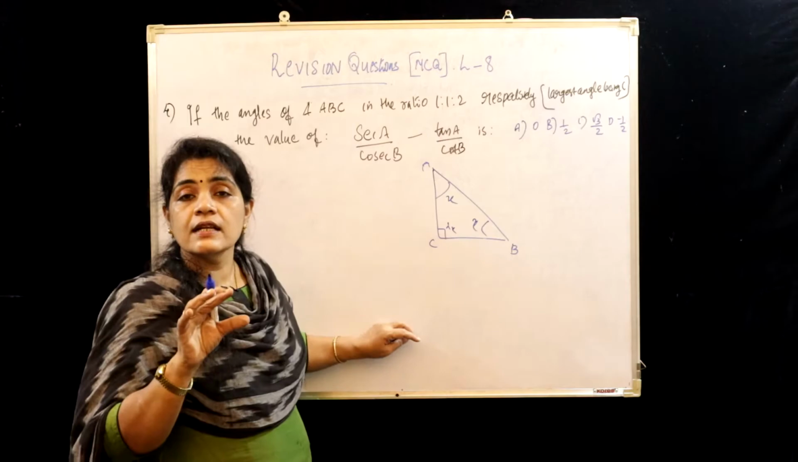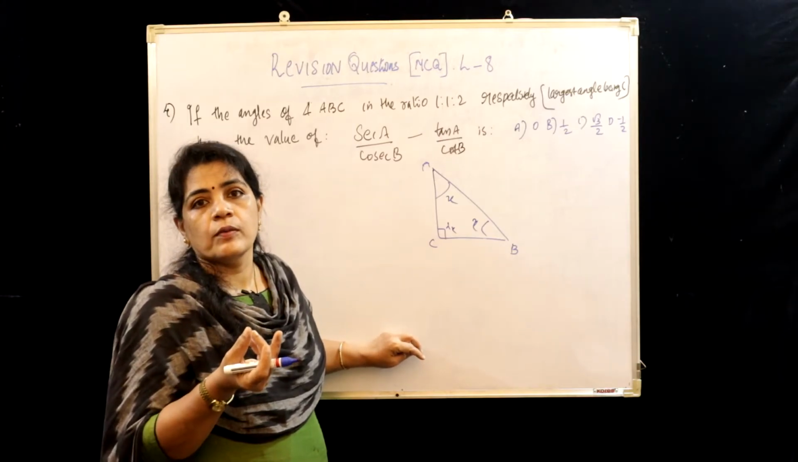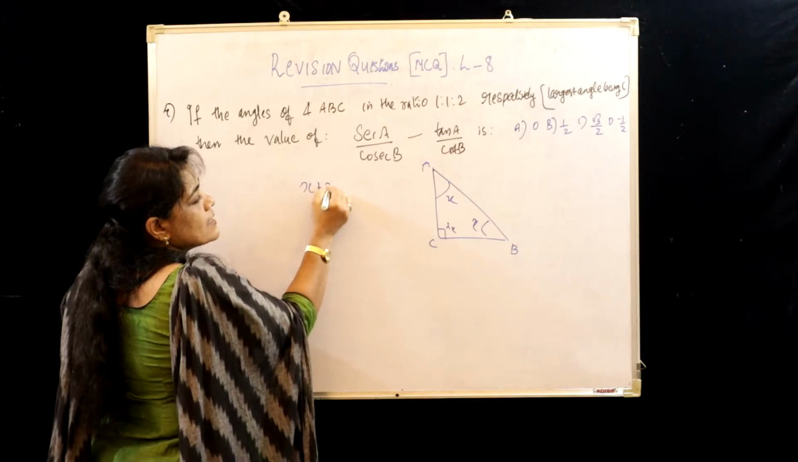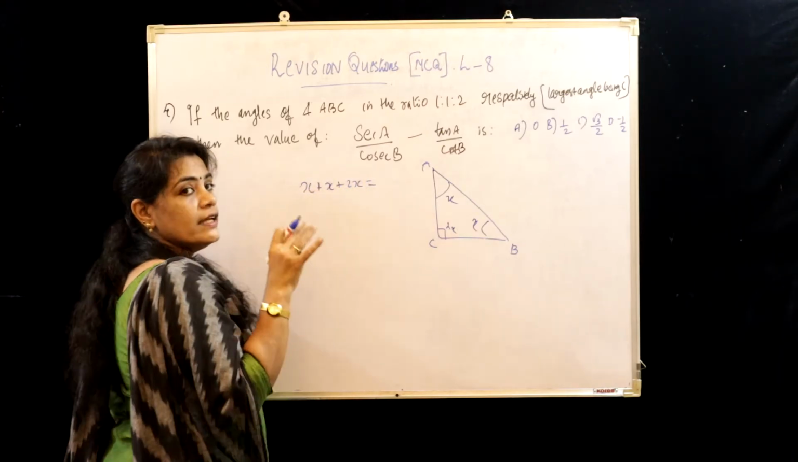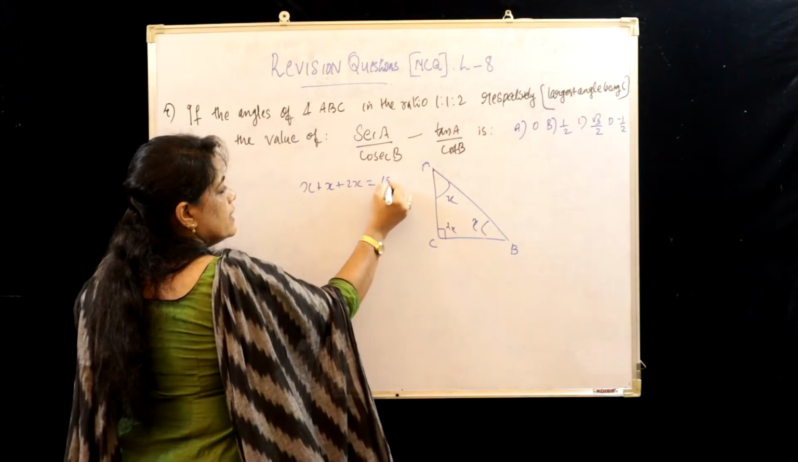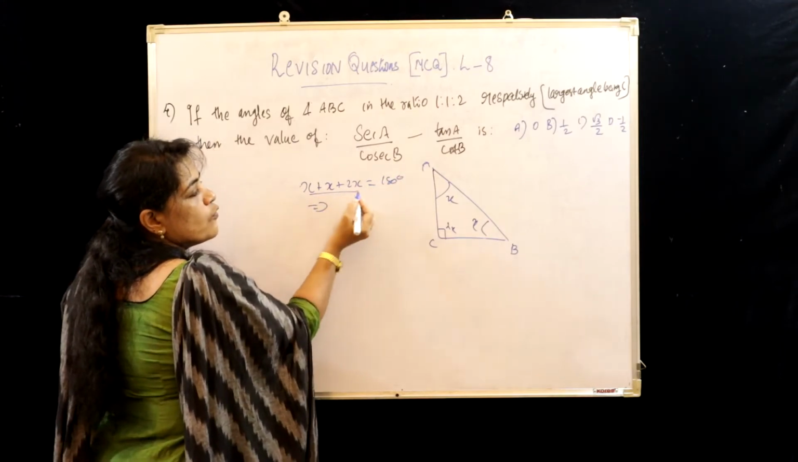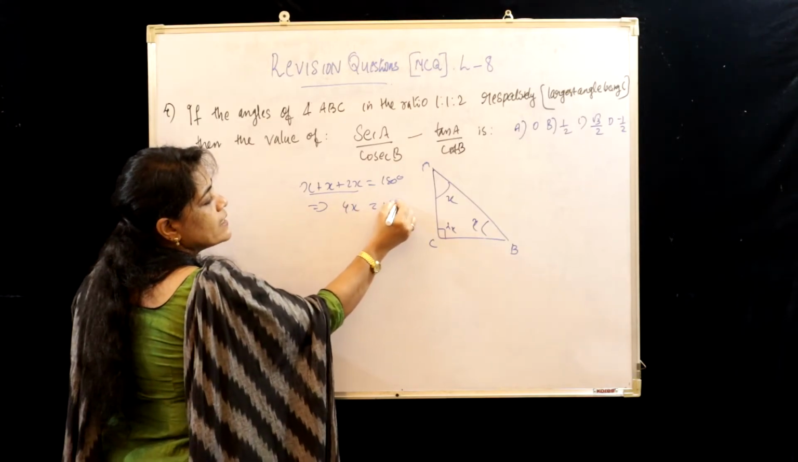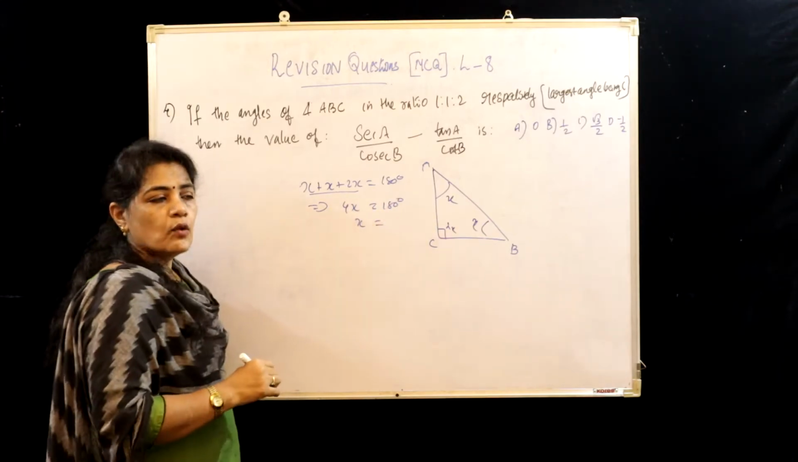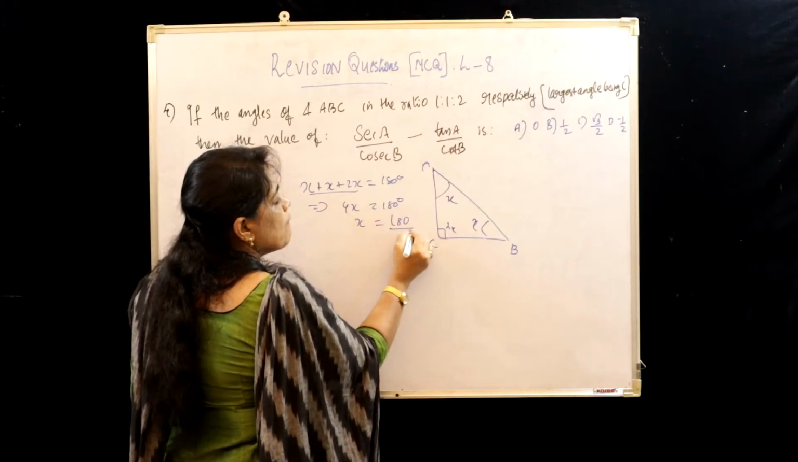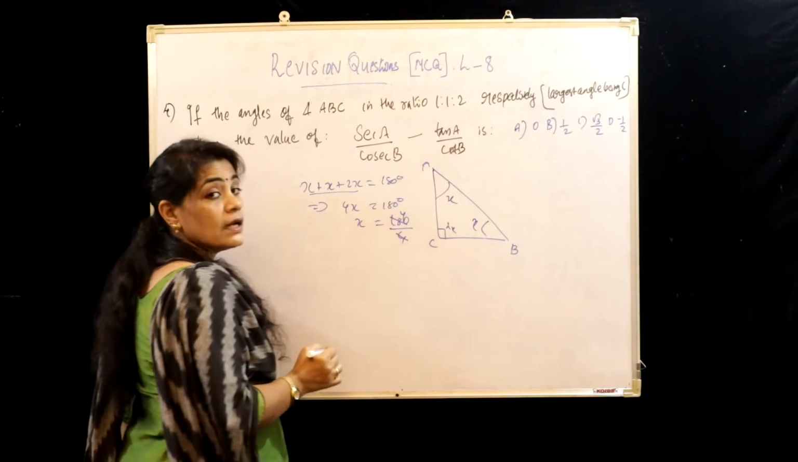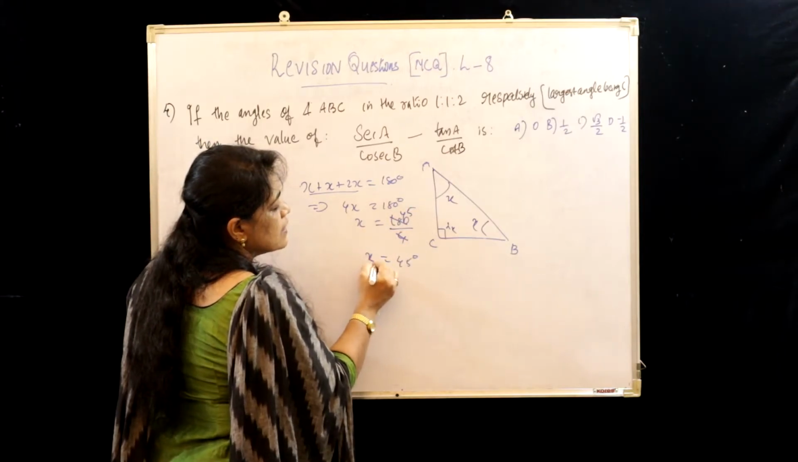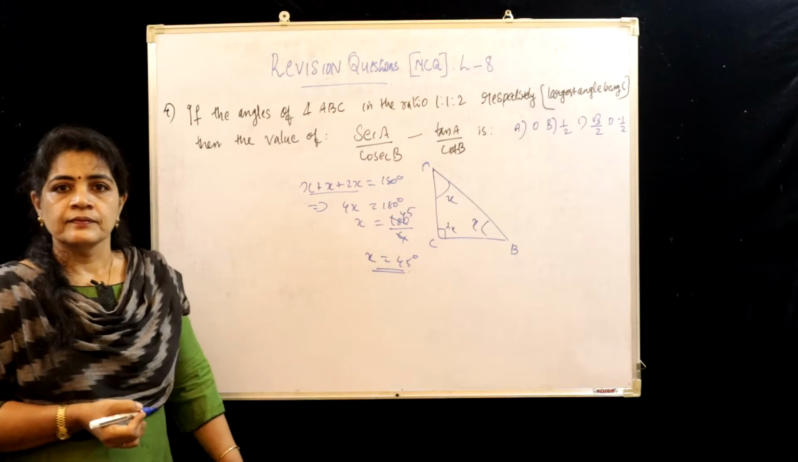Okay, so here children, we have to apply the angle sum property. That means by angle sum property, x plus x plus 2x, sum of all the interior angles equal to 180 degree. Okay, which means 4x, on adding like terms, 180 degree, or x is equal to 180 by 4, that is 4 4s are 16, 2, so 45 degree. X is equal to 45 degree.